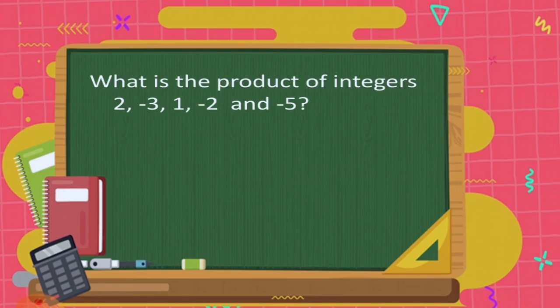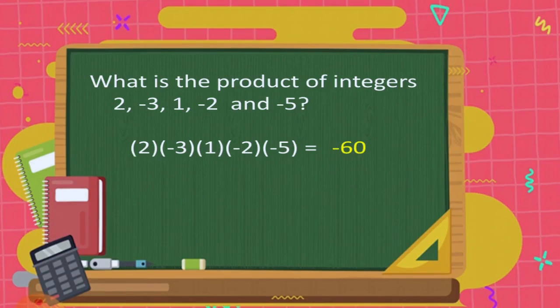Another example, what is the product of integers 2, negative 3, 1, negative 2, and negative 5? Okay, how many negative factors? There are 3. So 3 is an odd number, the result is negative. The sign of the product is negative. 2 times negative 3 times 1 times negative 2 times negative 5 is negative 60. Do you understand? Okay, very good.